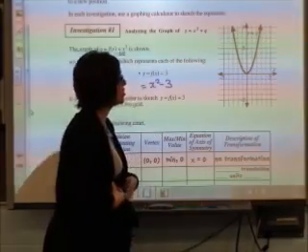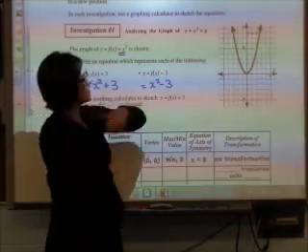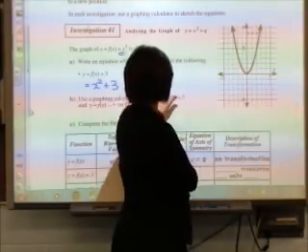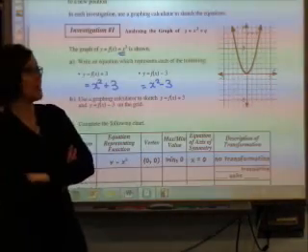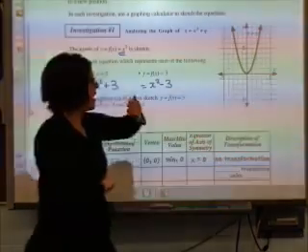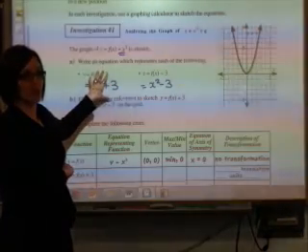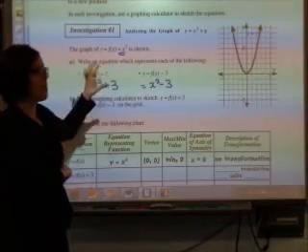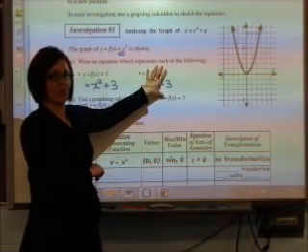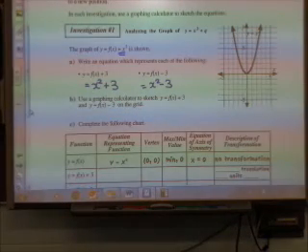So what I want you to do is sketch these 3 graphs. I would probably start off with putting this one in my calculator, y equals x squared, and then I would put this one in and see where this graph shows up on my calculator. Then I would do this one afterwards, but I would do them one at a time and see what happens.